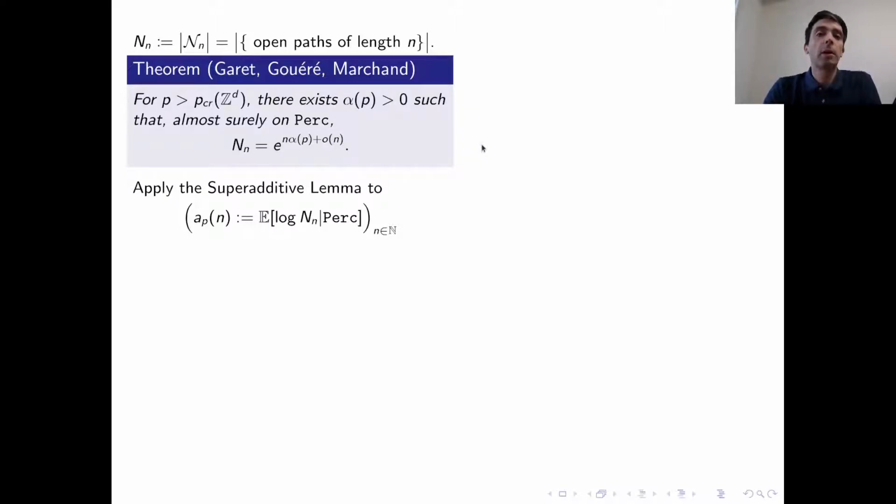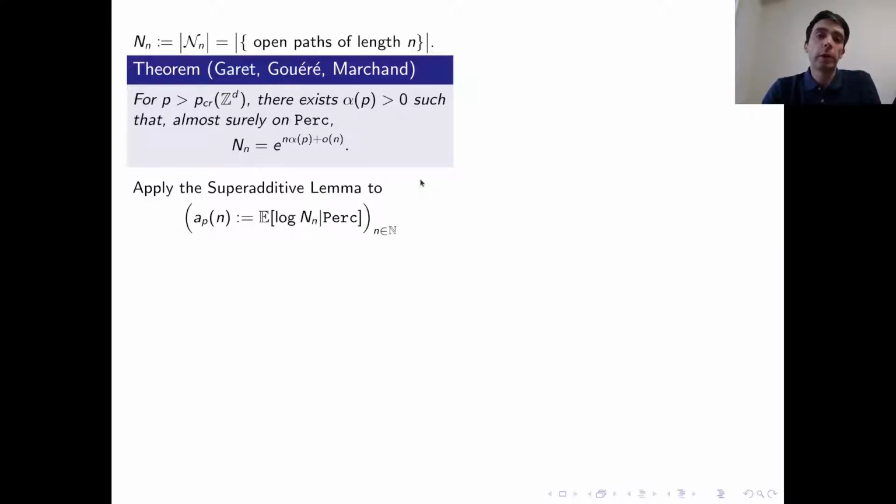Now, one drawback of relying on the super-additive lemma is that you can only conclude the existence of a limit. So you can conclude that the growth rate alpha exists, but you cannot say anything about the smaller order terms here, and you also cannot say anything about the dependence on the parameter p. And these are the 2 points we wanted to address in our paper.